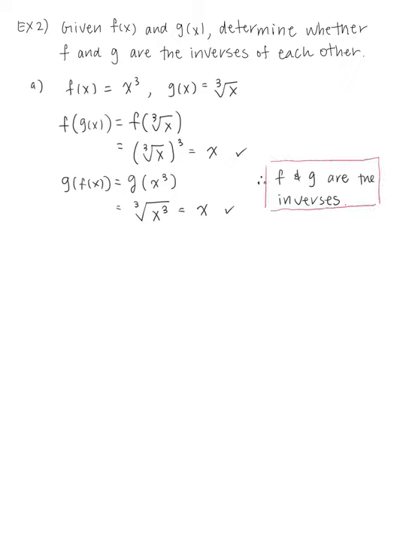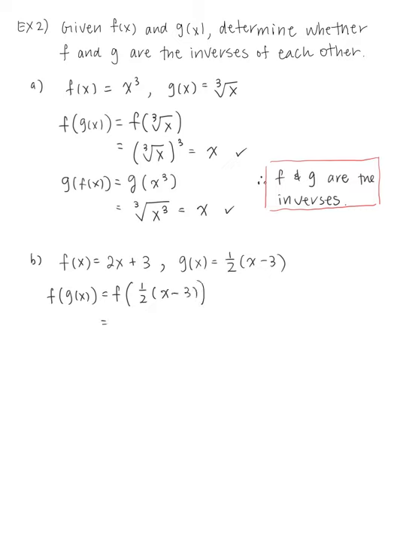All right, let's take a look at another example. Part B: let f of x equal 2x plus 3 and g of x equal 1/2 times the quantity x minus 3. We're going to do the same thing. Let's first check f of g of x. We have f of 1/2 times x minus 3, which is the same thing as 2 times 1/2 times the quantity x minus 3, and then plus 3.